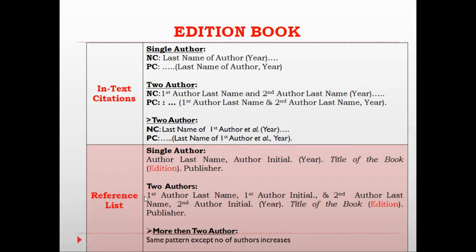In the case of two authors, similarly, I'm going to use the example Cruise, comma, T., and Bachchan, comma, A., year of publication, title of the book, and which edition: second edition, third edition, fourth edition, then the publisher. And similarly, for more than two authors, you use the same pattern. Just follow the same pattern, and this is how you refer to an edition book.